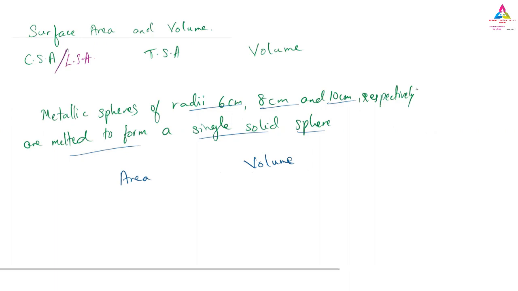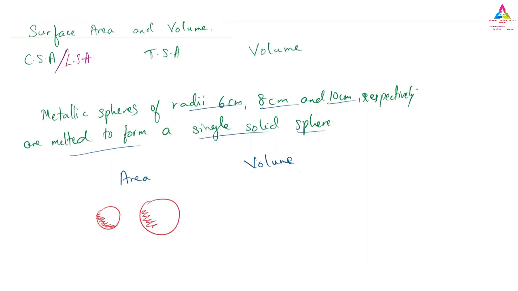Because here the thing is they are not painting it. The spheres are there. Spheres will be drawn like this way. There are three spheres, 1, 2, and 3. And those three spheres, what are they doing? They are melting them and making one big sphere.